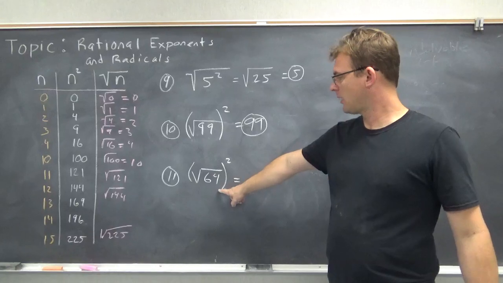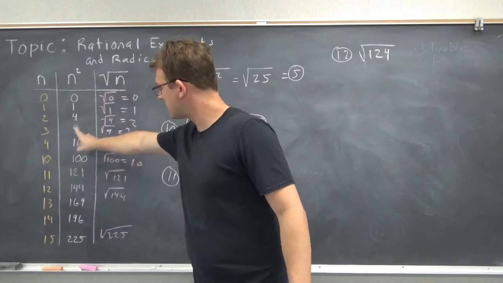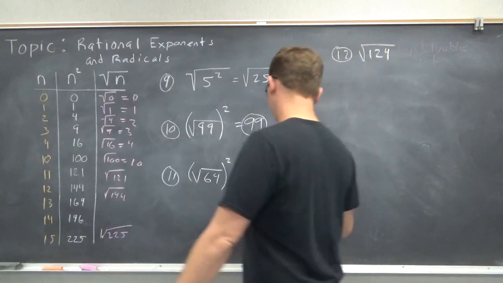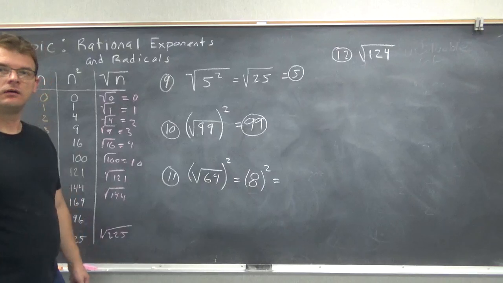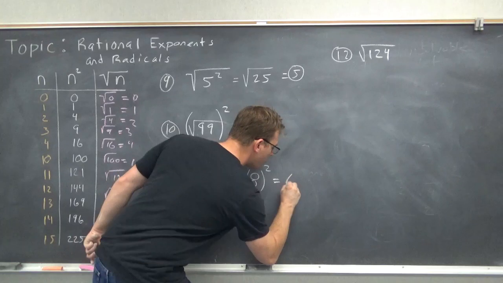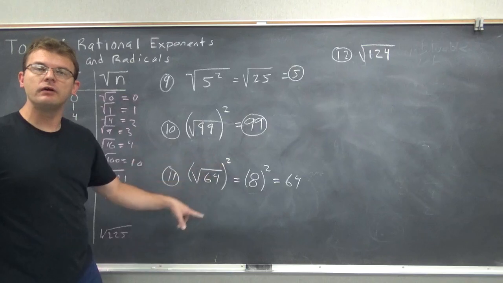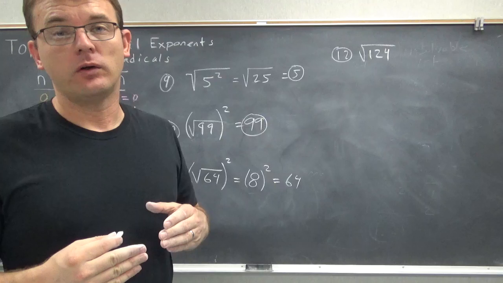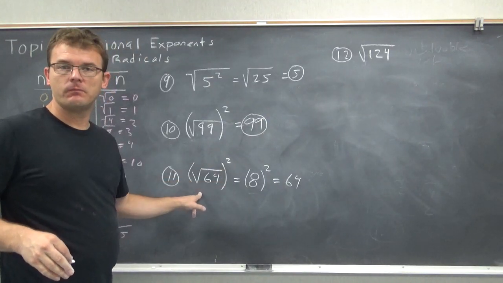Look at this one. What's the square root of 64? Is that 8 squared? What's 8 times 8? 64. Wait a second. They're canceling each other out when you get to something like this.